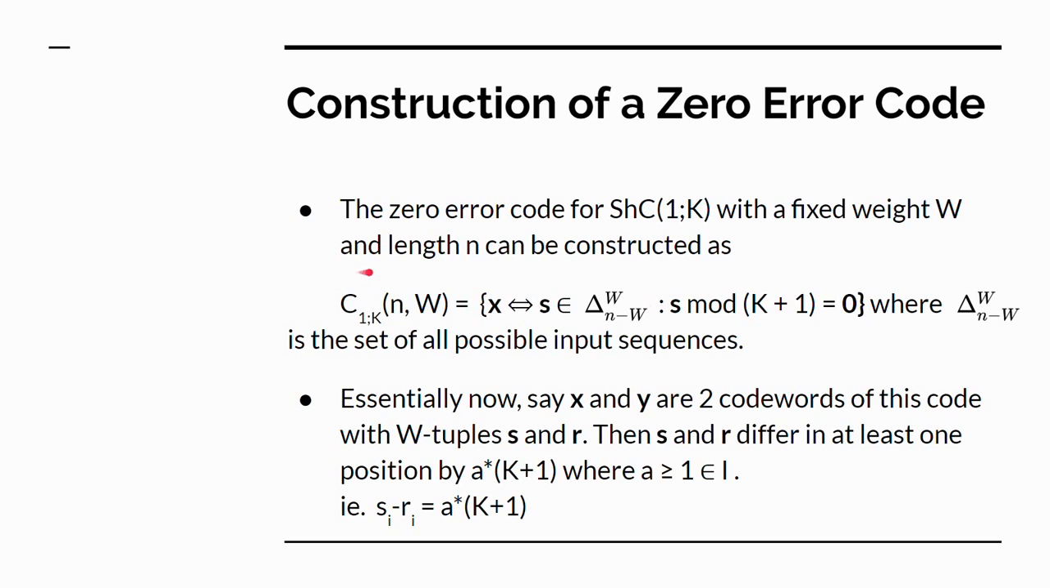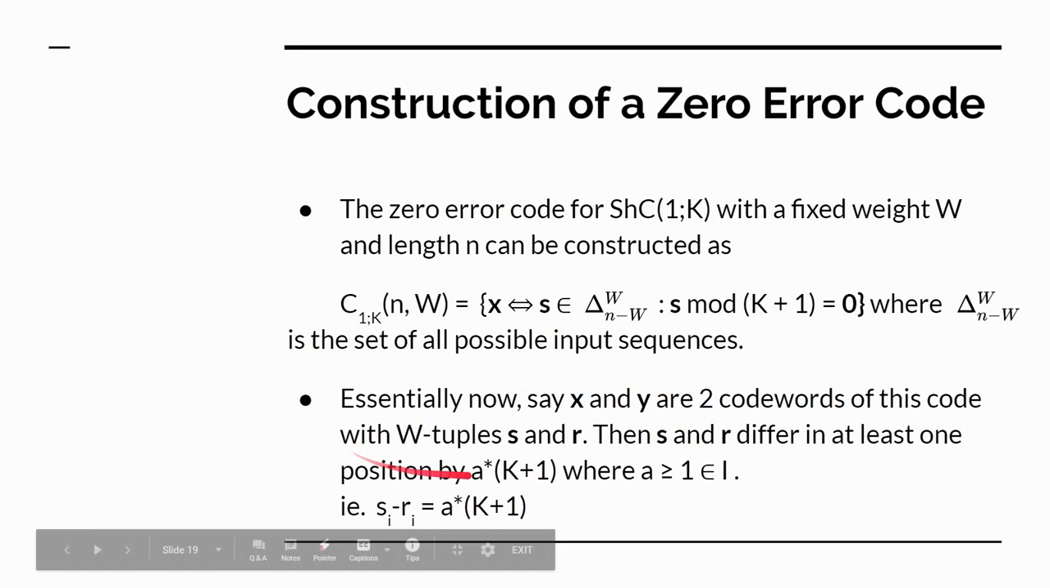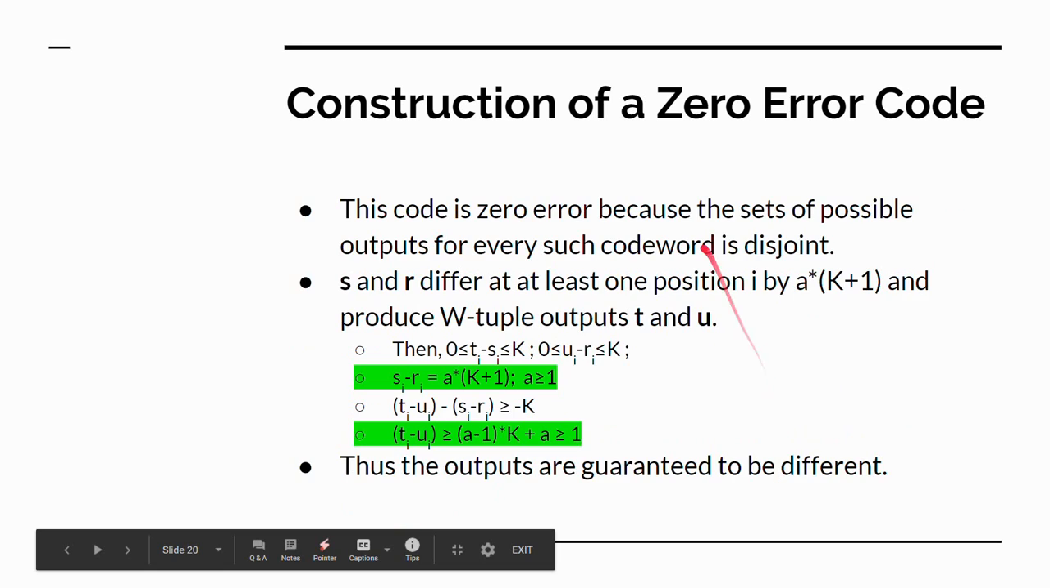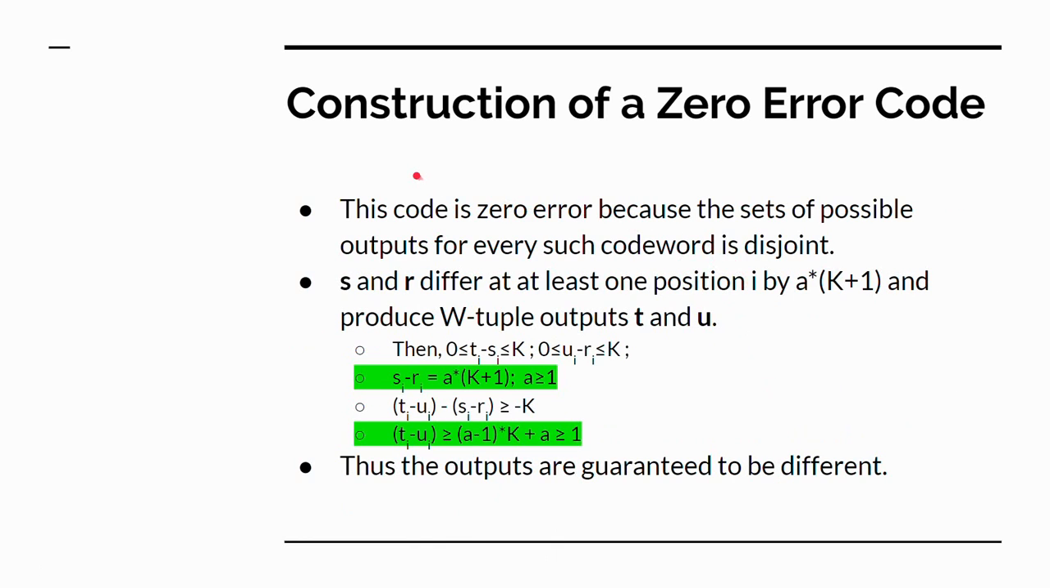Now we construct a zero error code for the binary shift channel with fixed Hamming weight w and length n. So the code words have the w-tuple representation S in such a way that each of the elements of S are multiples of k plus 1. So essentially now, if x and y are two code words of this code with w-tuples S and R, then S and R differ in at least one position by a(k+1), where a is greater than or equal to 1.